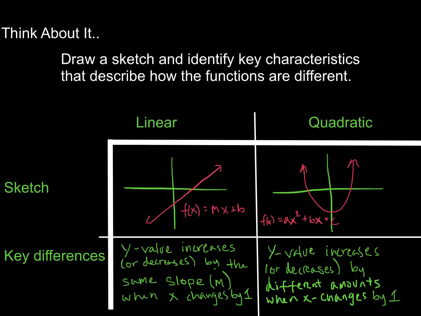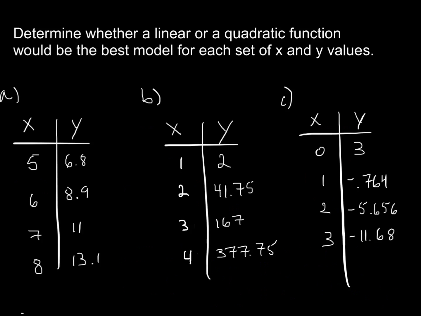Okay, so with that in mind, with these key differences, let's take a look at how that might show up in some data. Okay, so let's see if we can determine now, based off this characteristic, whether a table of values would be best modeled by a linear or a quadratic function. So for each of these data sets, your goal is to determine whether or not the function that takes these x values and outputs these y values is linear or quadratic. Which one would be best? So why don't you go through and try the first one on your own, and then we'll talk about it.